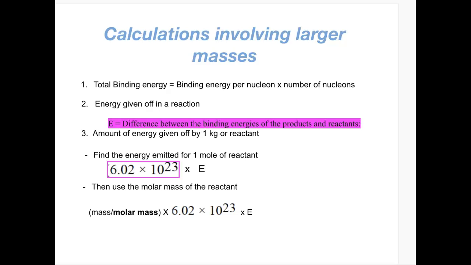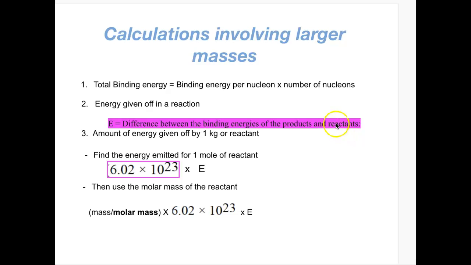So far we've worked out the amount of energy given off when a single nucleus or a set of single nuclei either fuse or there's a fission reaction. And we're doing that by finding the total binding energy per nucleon times the number of nucleons, and then working out the difference in binding energies for the products and the reactants. Now, what happens when we are trying to apply this to an amount which is more tangible? Say, for example, a kilogram. We have a kilogram of uranium. How much energy will that give us?